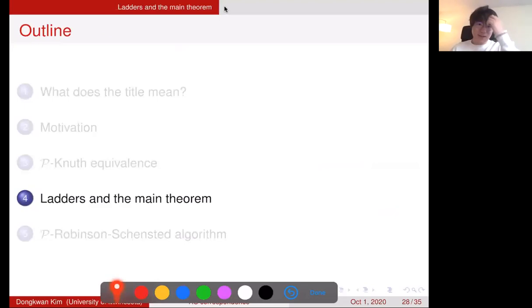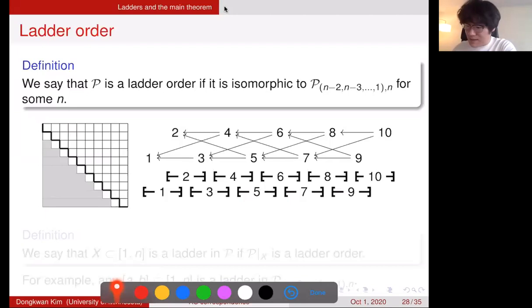Right, now let's talk about ladders and the main theorem. So we say that P is a ladder. A partial order is a ladder if it is this one, which corresponds to the toric variety of the Hessenberg variety, for example. So you have the chain of this interval. That is the reason I just named it a ladder. It looks like a ladder, right? Or, if you put things where numbers are not comparable, now it's more like a ladder.